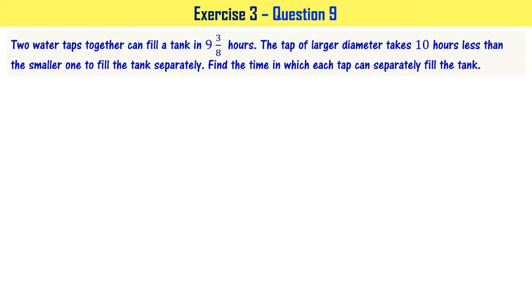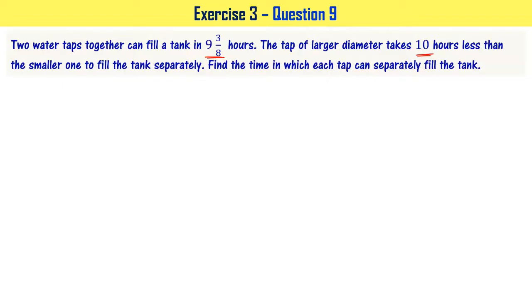The first statement says that two water taps together can fill the tank in 9 3/8 hours. This is one statement. And the next statement says that the tap of larger diameter takes 10 hours less than the smaller one to fill the tank separately. Meaning, if you have a tap of smaller diameter, it takes some time to fill the tank fully. The same tank, the tap of larger diameter is going to take 10 hours less than the time taken by the smaller one. This is the second statement.